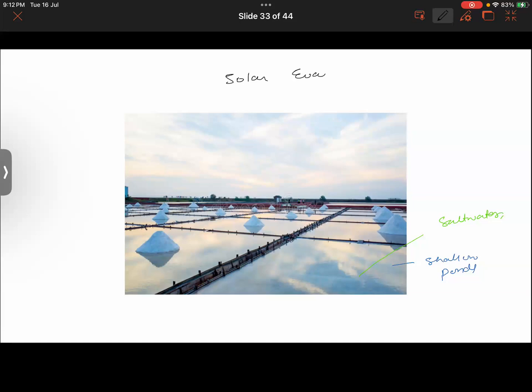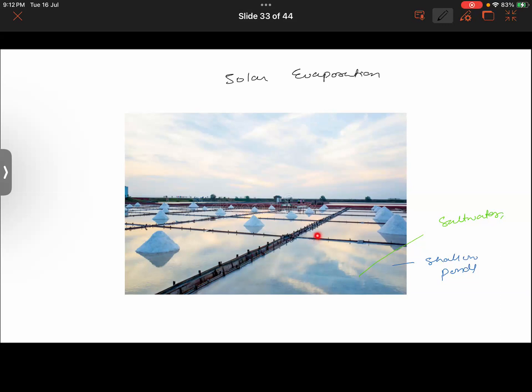What is this called? Solar evaporation, right? Here the source of heat is basically the sun. That's why it is called solar evaporation. You are not manually heating it via some machines. You are not burning anything to heat this water.